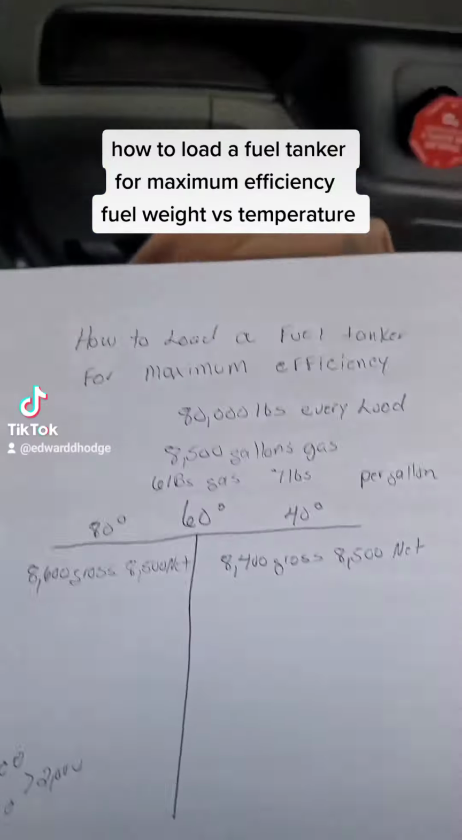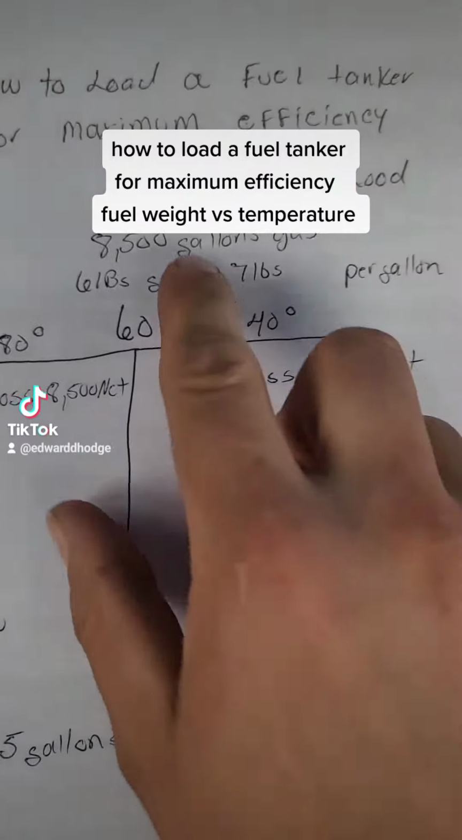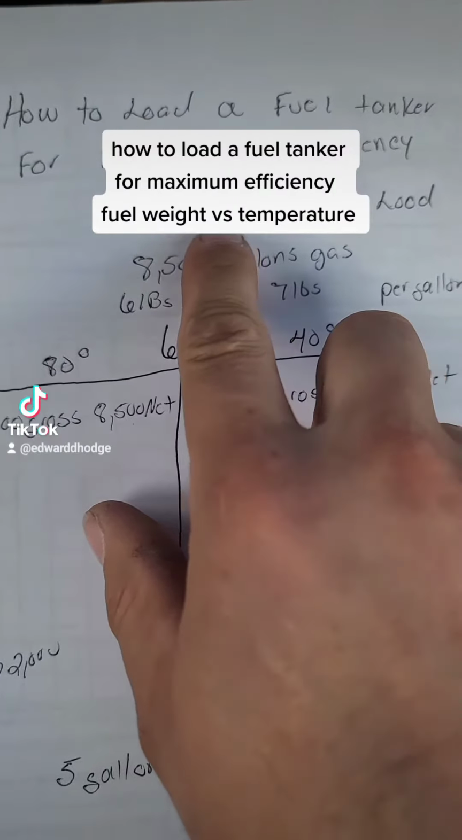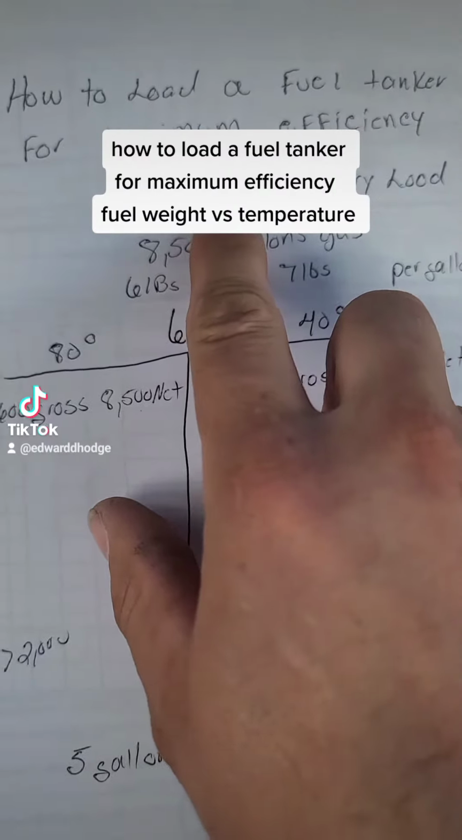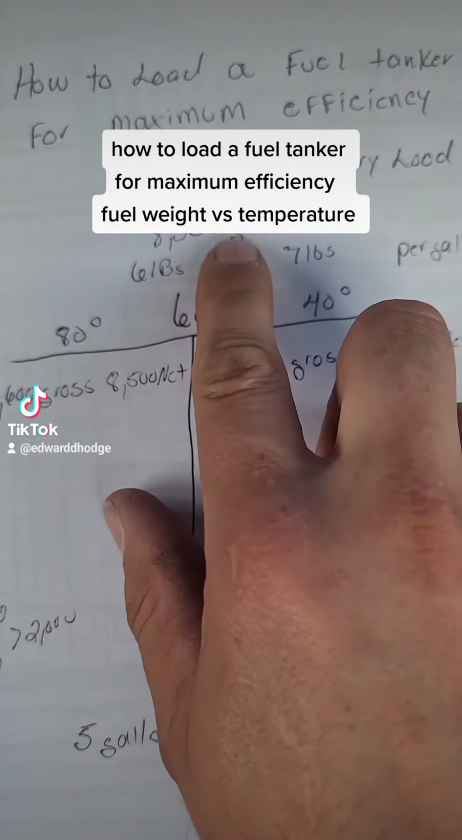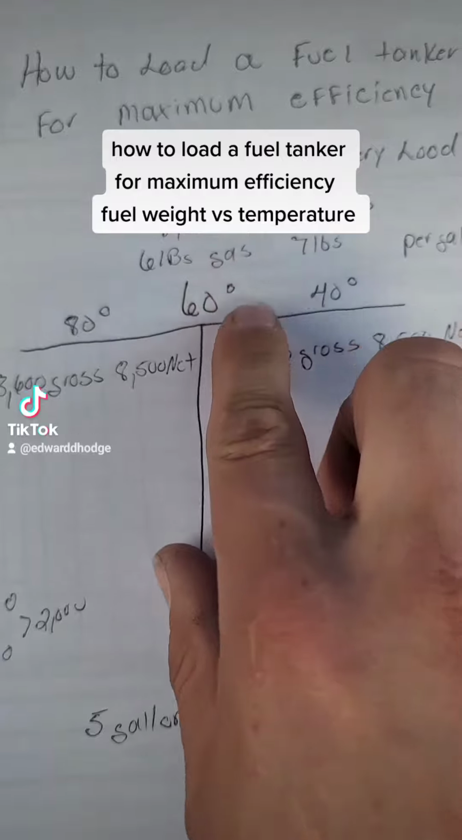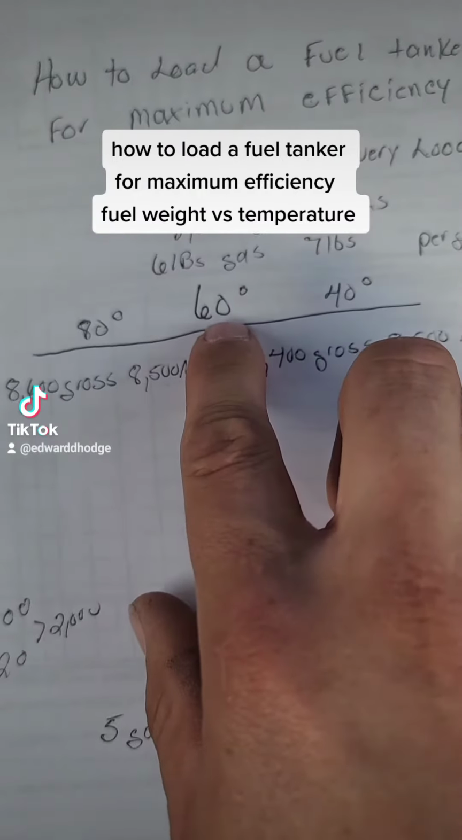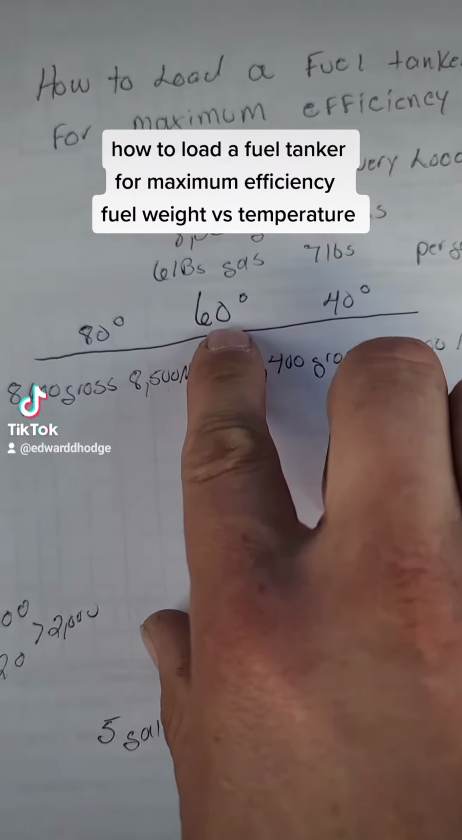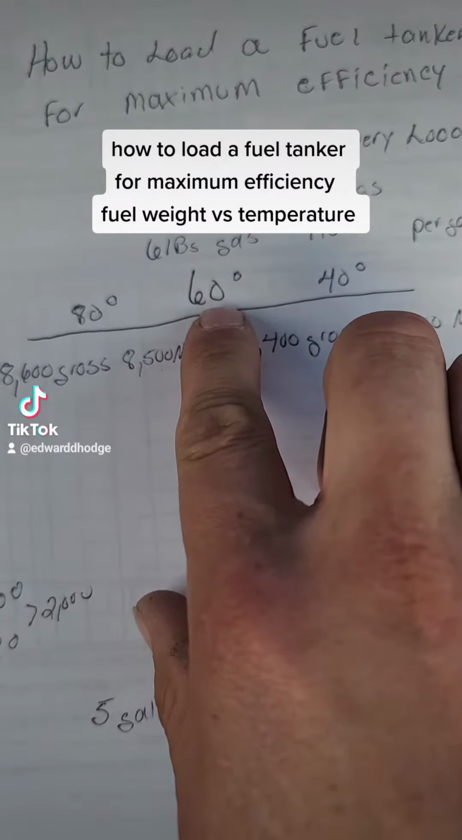So as fuel, it's 80,000. If you haul 80,000 pounds every load, you're hauling maximum efficiency. I can haul 8,500 gallons of gas on every load, maximum efficiency. 60 degrees is your break-even point. And so if you type in 8,500 gross, you're going to get 8,500 net.